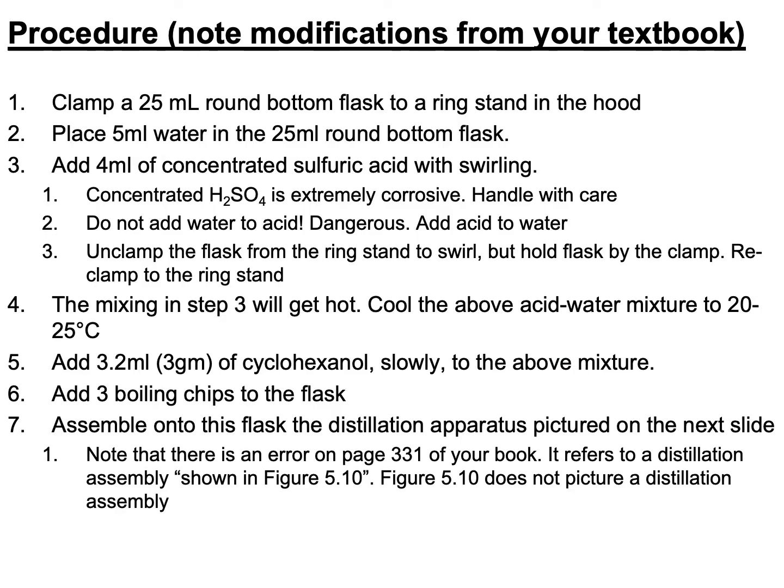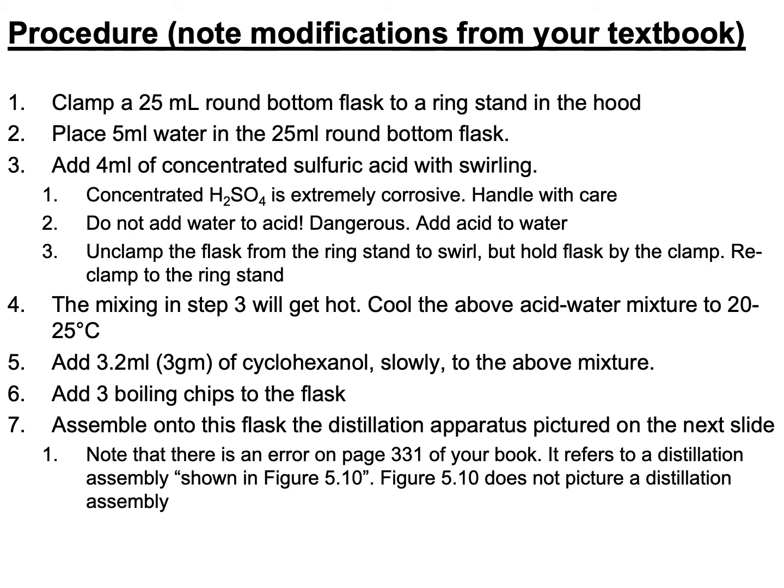At this step we are going to explain the procedure of producing alkene. First of all, we are going to clamp a 25 milliliter round bottom flask, and then we are going to place 25 milliliters of water inside the flask. After that, we are going to add sulfuric acid to the water. You just need to remember that we don't add water to acid, always acid to water. After that, we are going to wait until the mixture temperature reaches room temperature.